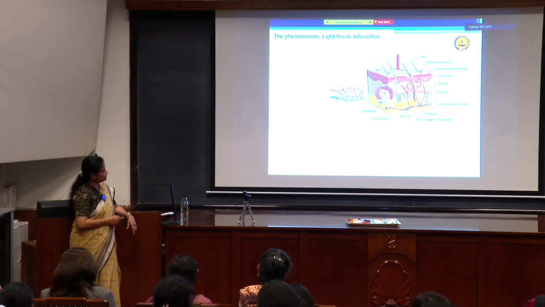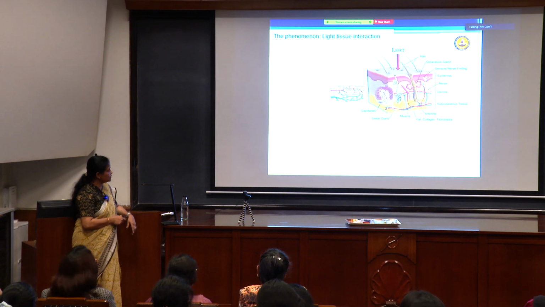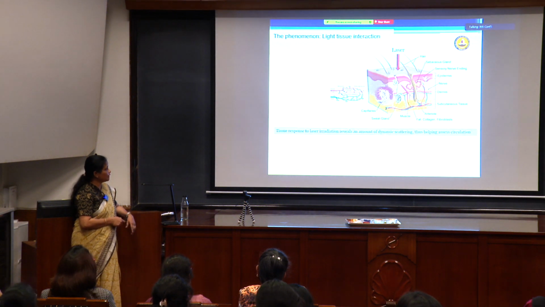So the phenomenon is like this. You have light, basically we use laser. And this is a skin cross section. When the light goes down, you have the capillary network. It will interact with the RBCs, which are flowing.